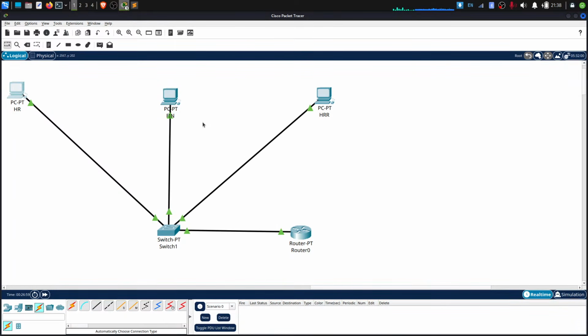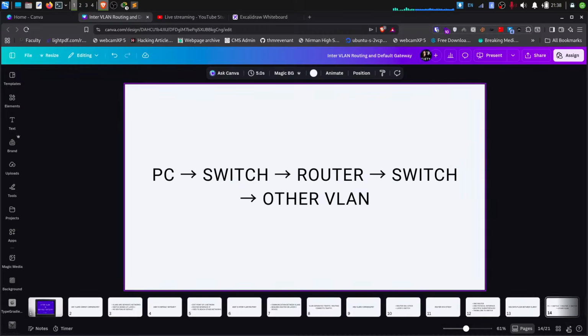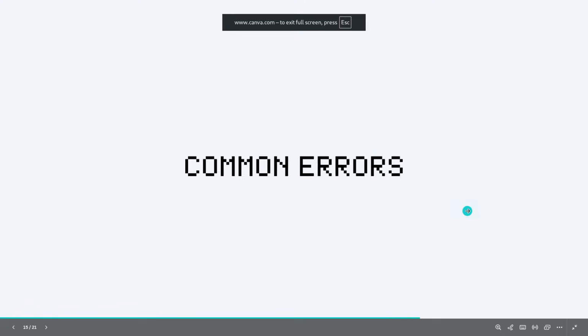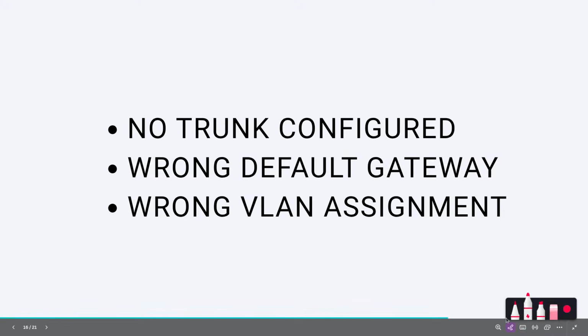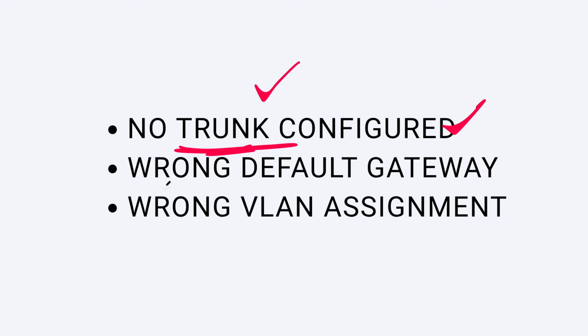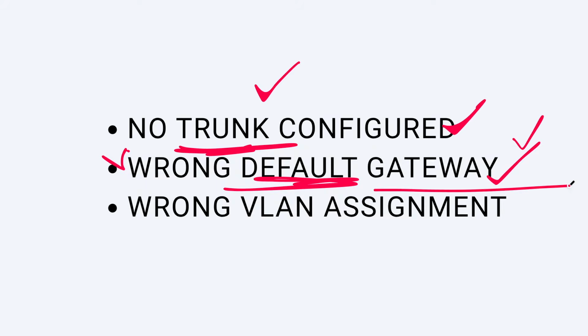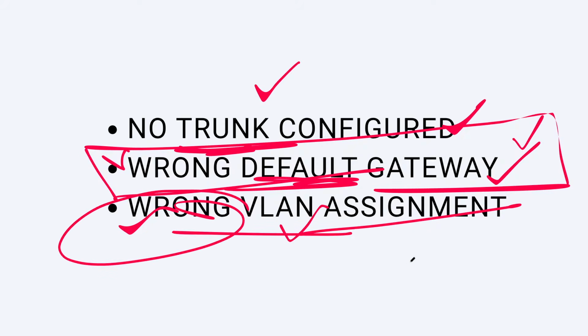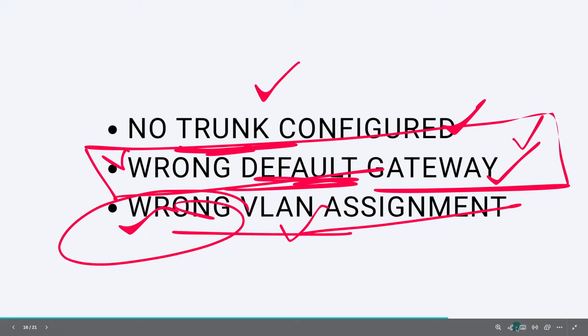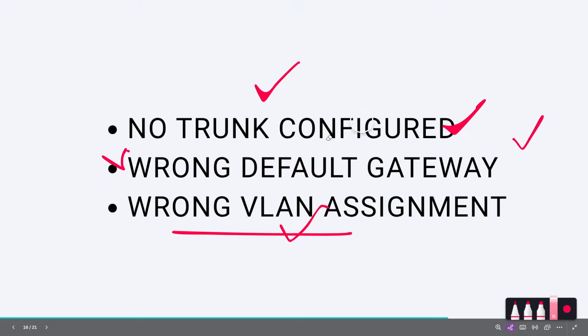And are we clear with this? So we'll just quickly complete the common errors that you guys face. Common errors are no trunk configured, a problem with the trunk that was not configured. There's a problem called a wrong default gateway. For example, you have mentioned the wrong gateway, so you'll definitely face an error. Then there's wrong VLAN assignment. You have assigned a wrong VLAN. This can also be a common error made by students. So these are some common errors out there.